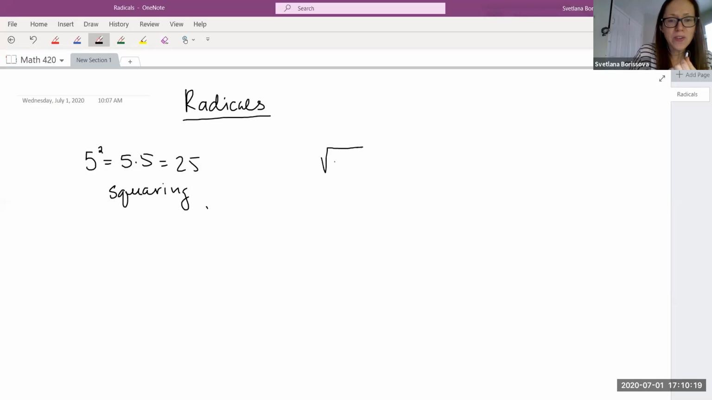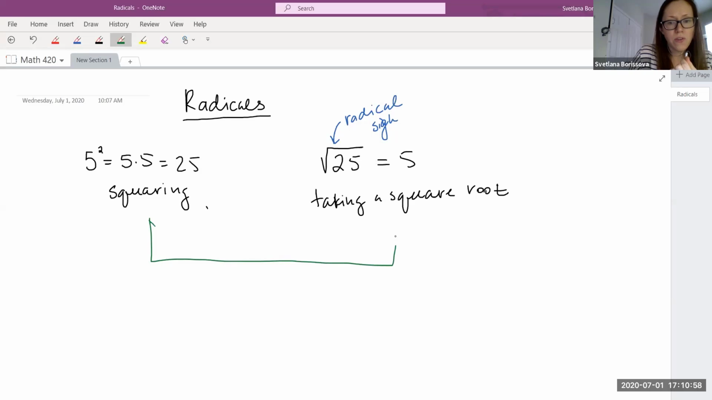So the square root of 25 equals 5, right? So that's a couple of notes. Once again, I'm sure you're aware of all that I just said, but that is the radical sign. And that operation is taking a square root. Those two are reverse operations. Because when we have to take a square root, we think this way. So if I have the square root of 25, I'm thinking like over here.